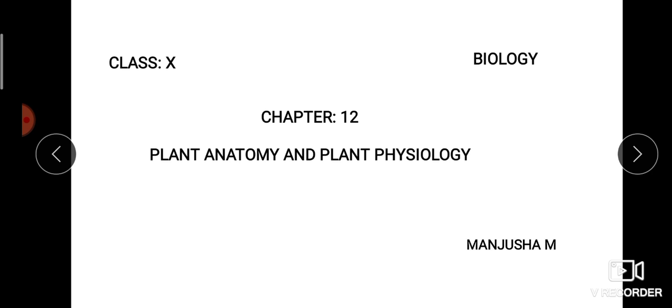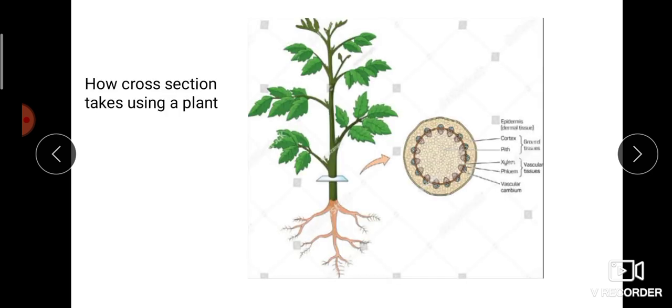Before that, how will we take a transverse section? By using a blade, we will make a straight cut, and while we are observing the tissues under the microscope, we can see a picture like this. Okay, so today we are going to discuss what tissues are present in this structure and how they are arranged inside the system.